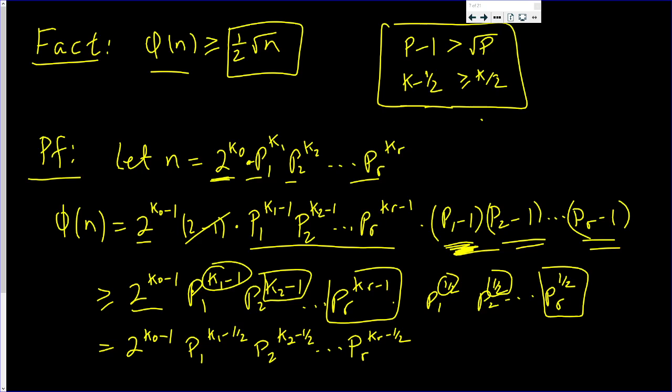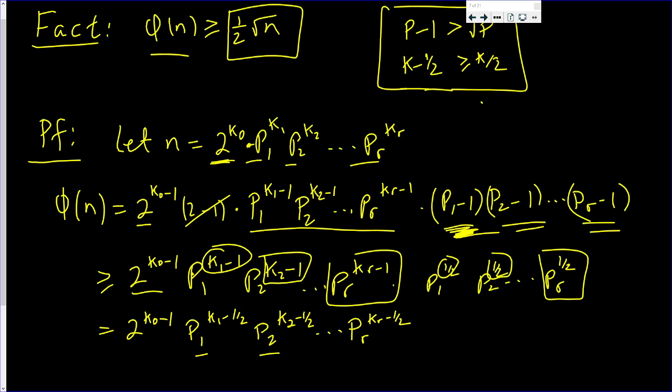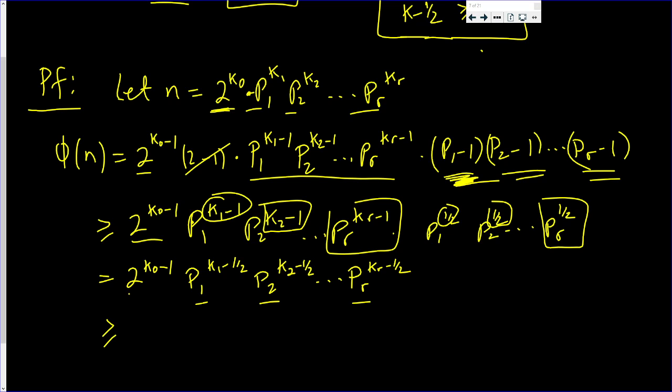Okay, now since these primes are bigger than 1, all primes are bigger than 1, if you raise them to bigger powers, you get bigger numbers. If you raise them to smaller powers, you get smaller numbers. That's 2 to the k sub 0 minus 1, and I'm going to make the powers smaller. I'm going to use p1 to the k1 over 2, p2 to the k2 over 2, all the way up to pr to the kr over 2, starting to look like the square root of n, but not quite.